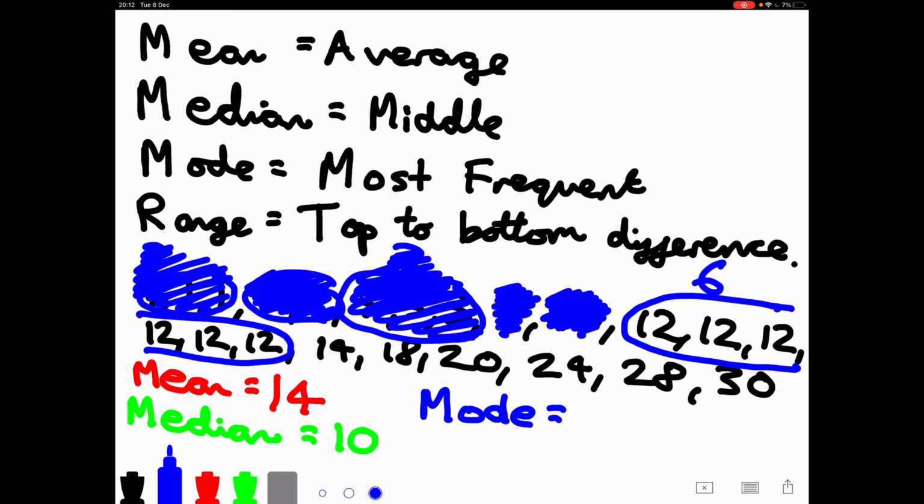A group of 6 twelves. There's only 1 14, only 1 18, only 1 20, only 1 24, only 1 28, only 1 30.